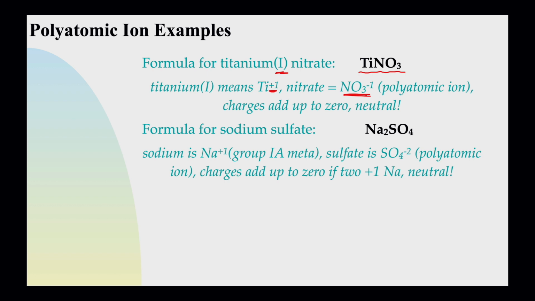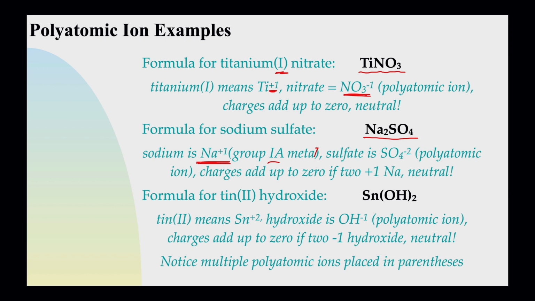Sodium sulfate is another example of a polyatomic containing species. Now sodium, one of the fixed charge metals, is always +1 because it's a group 1A metal. Sulfate is a polyatomic ion with a -2 charge. So we need 2 positive ones for one -2 sulfate. Sodium sulfate is Na2SO4.